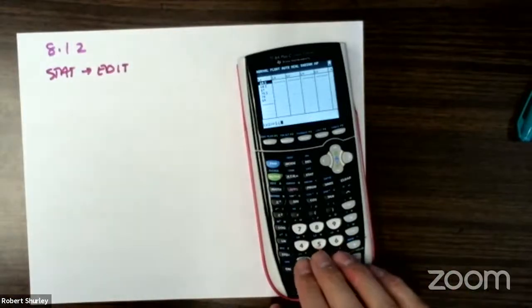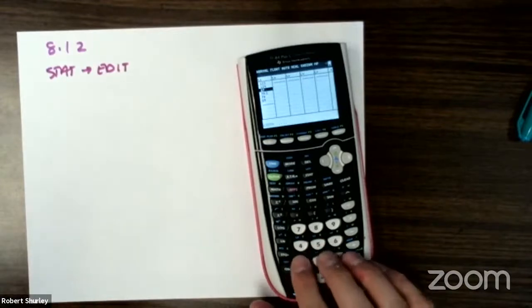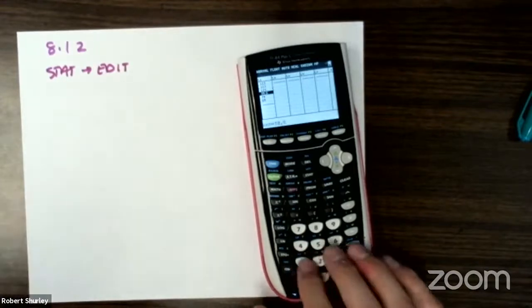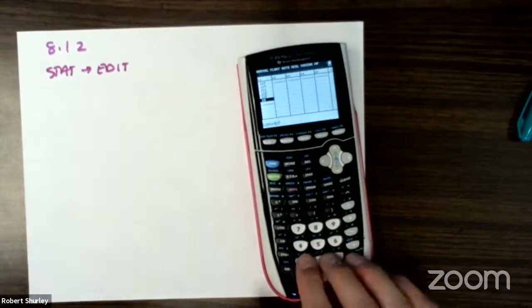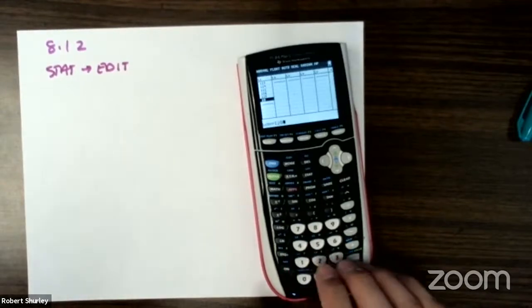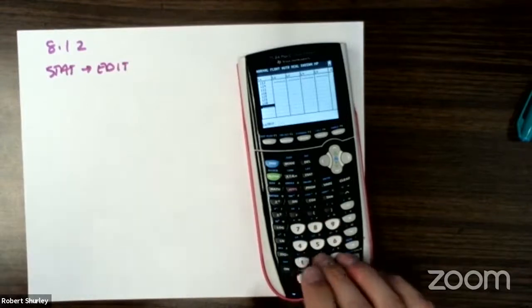So 113, 114, 111, 116, 115, 120, 118, and 116.